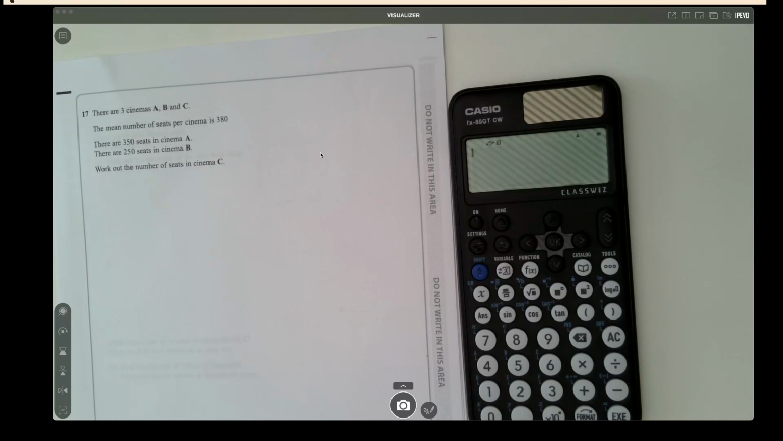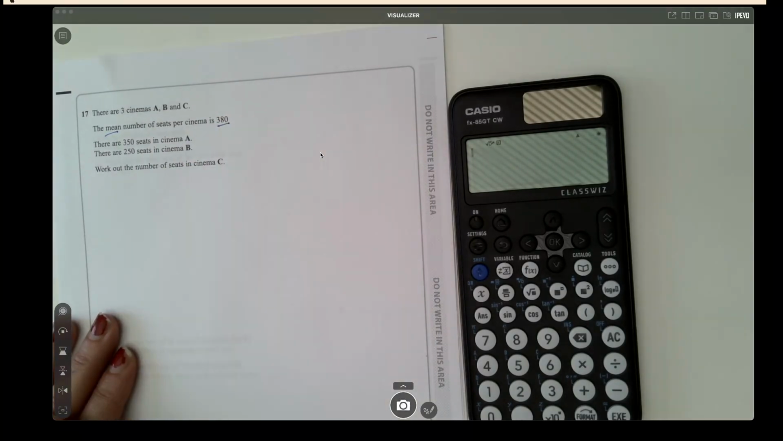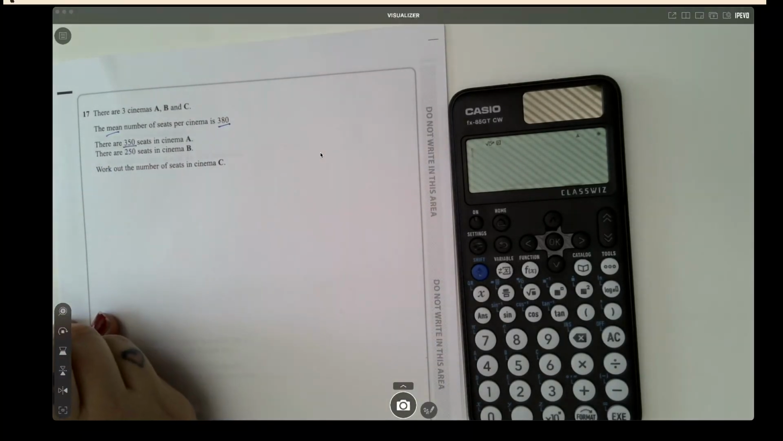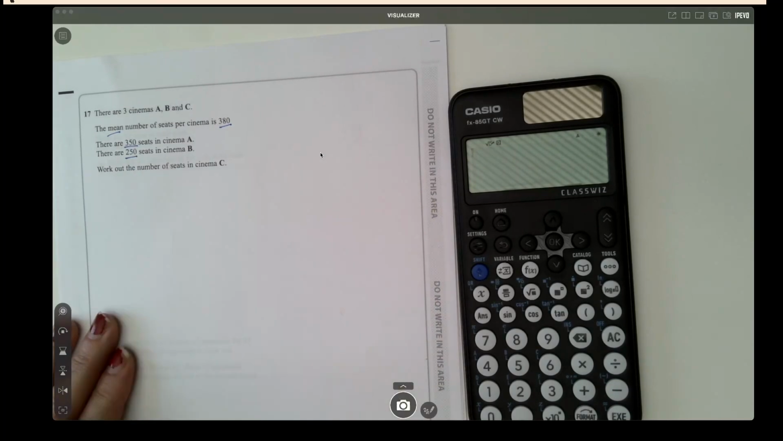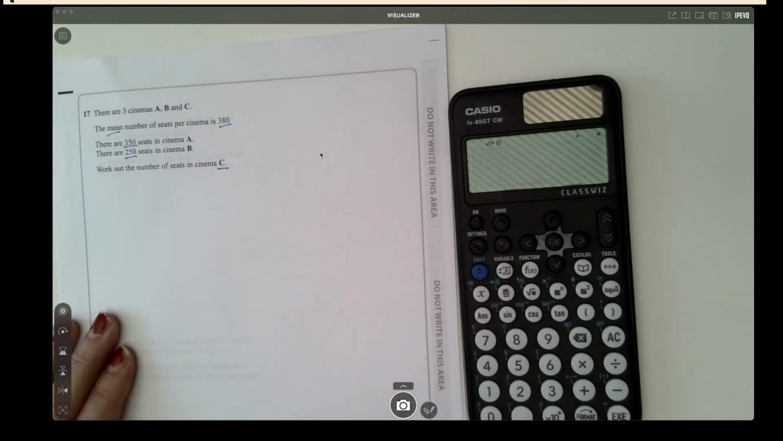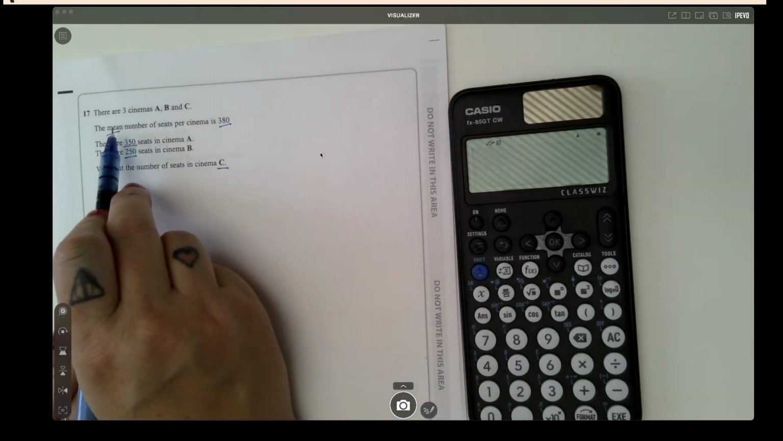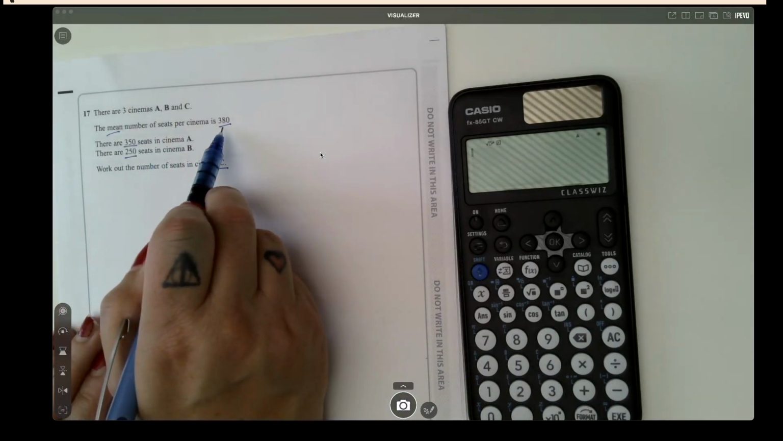17. There are 3 cinemas, A, B and C. The mean number of seats per cinema is 380. There are 350 seats in cinema A, 250 seats in cinema B. Work out the number of seats in cinema C. So let's go back to the first piece of information. There are 3 cinemas and the mean number of seats is 380.